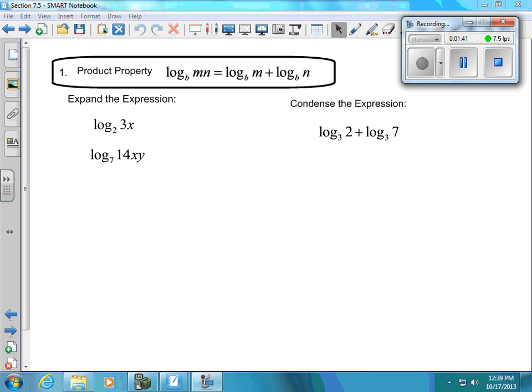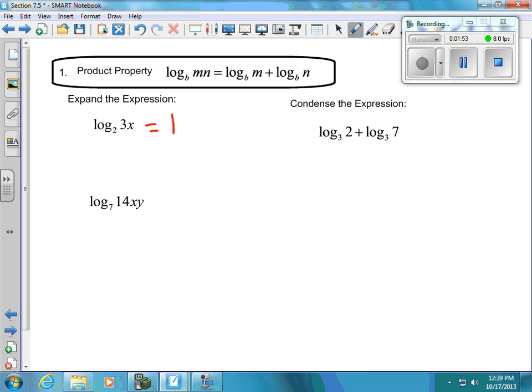values in one logarithm. So expanding the logarithm, if I look at log base 2 of 3x, obviously then m is 3, x is n, so I can expand it by saying log base 2 of 3 plus log base 2 of x. Down here, I have three things, so I can do log base 7 of 14 plus log base 7 of x plus log base 7 of y. So if I have more than two things multiplied together, I just have more additions.